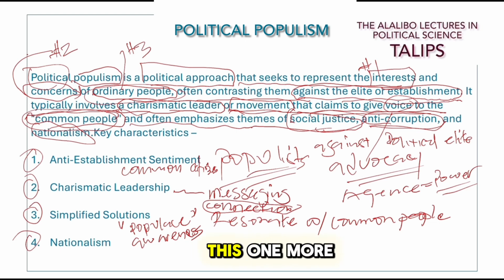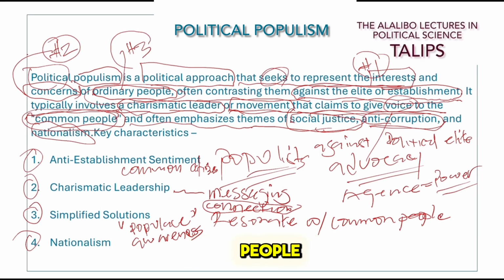So let's take a look at this one more time. So political populism, it's a political approach, right? A political approach that seeks to represent the interest, one, and concerns, two, of the ordinary people, three. Please take note of these points again. Concerns, interest. Concerns and interest, the same thing, right? What serves you the best and so forth, right?